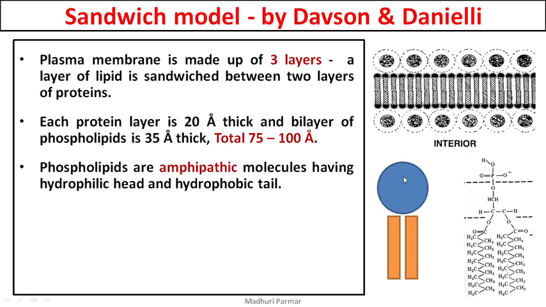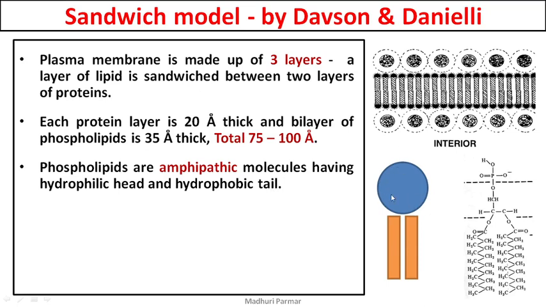Polar means hydrophilic, water loving. So they have a polar head, or hydrophilic head, and non-polar tails, or hydrophobic. Phobia is fear. What are they fearful of? They fear the water. So, hydrophobic tail. Clear? So this is the structure.